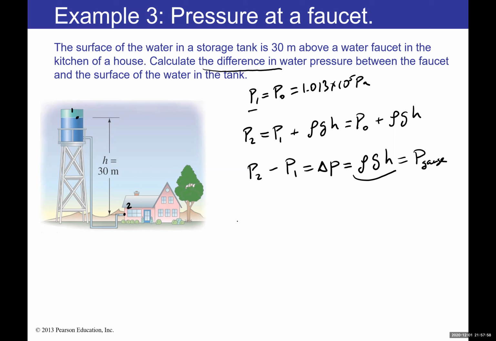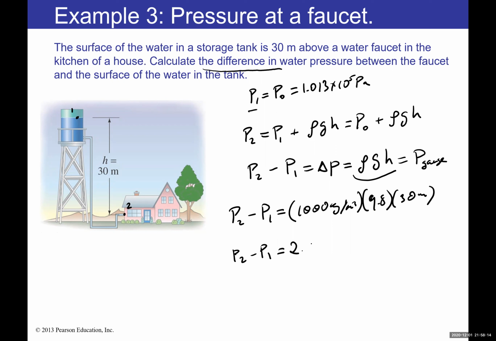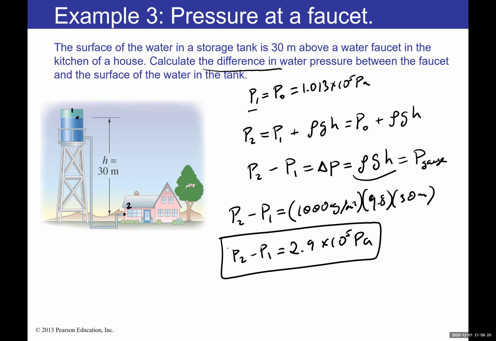So then you can say, all right, P2 minus P1 is equal to the density, 1,000 kilograms per cubic meter, times 9.8, times 30 meters. So P2 minus P1 will be equal to 2.9 times 10 to the 5 Pascal. So that's our pressure difference, or the gauge pressure.